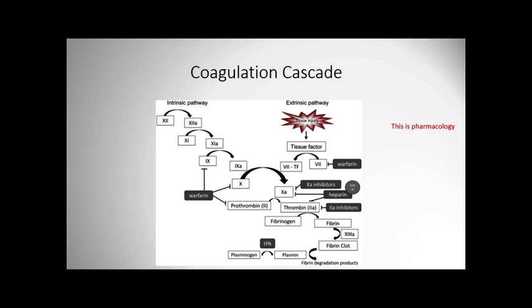Okay, we have the 10A inhibitors. We have heparin, that is anti-3. Okay, we have the 2A inhibitors. We have different medications, but that is for pharmacology. That is to help you for pharmacology. We are not going to be asking anything about medications in pathophysiology, because you will have enough of that for pharmacology.